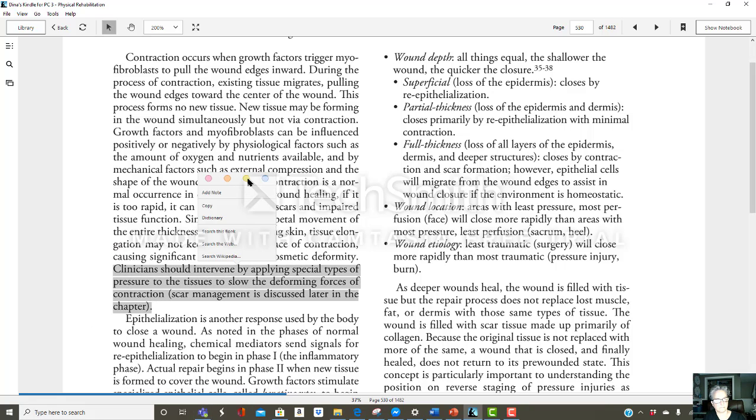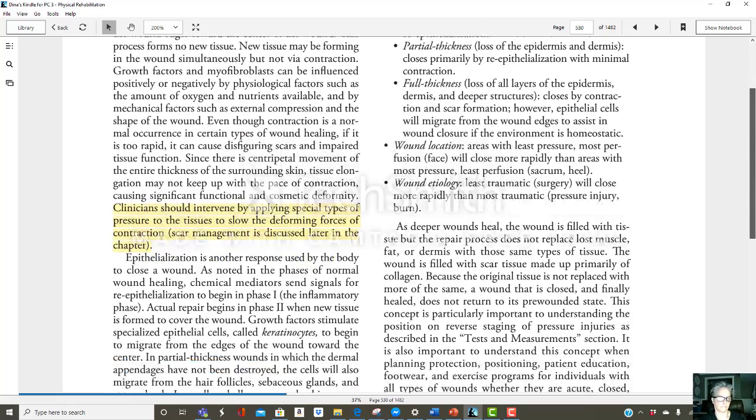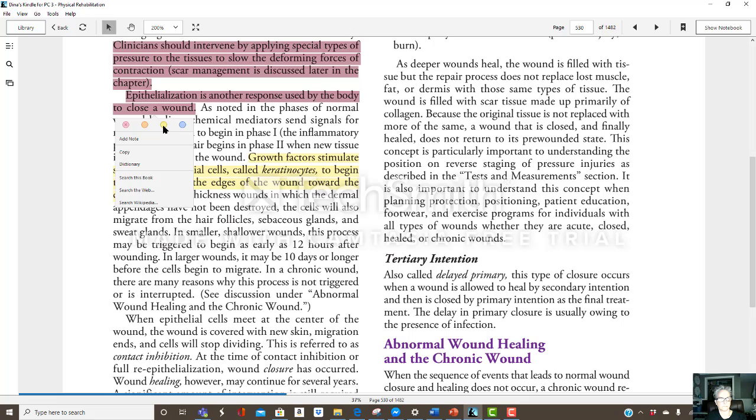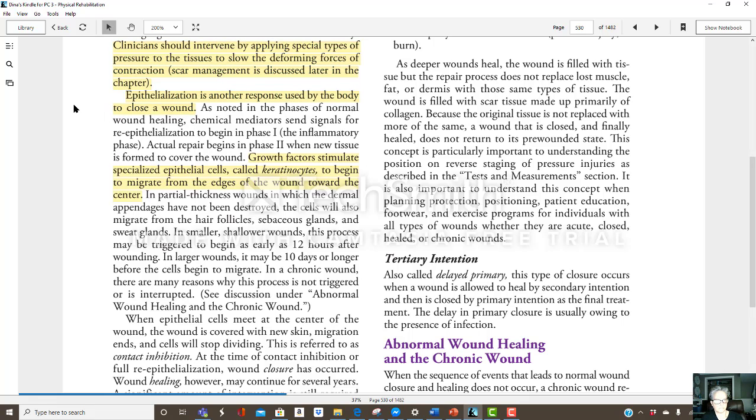Epithelialization is another response used by the body to close a wound. As noted in the phases of normal wound healing, chemical mediators send signals for reepithelialization to begin in phase I, the inflammatory phase. Actual repair begins in phase II when new tissue is formed to cover the wound. Growth factors stimulate specialized epithelial cells, called keratinocytes, to begin to migrate from the edges of the wound toward the center. In partial thickness wounds in which the dermal appendages have not been destroyed, the cells will also migrate from the hair follicles, sebaceous glands, and sweat glands.